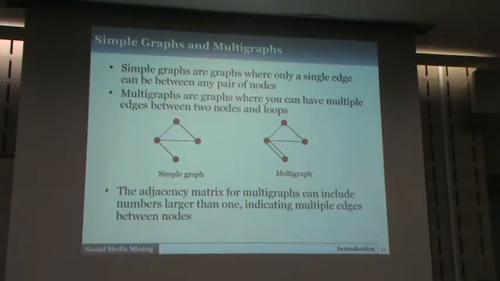So multigraph, sometimes it can have multiple edges. Okay, one is a friendship, another one is like how many times the like. Okay, activity measure.